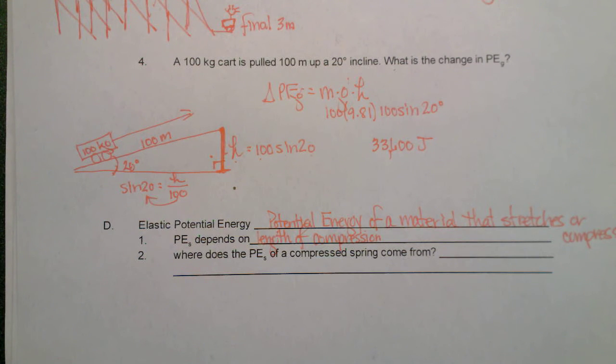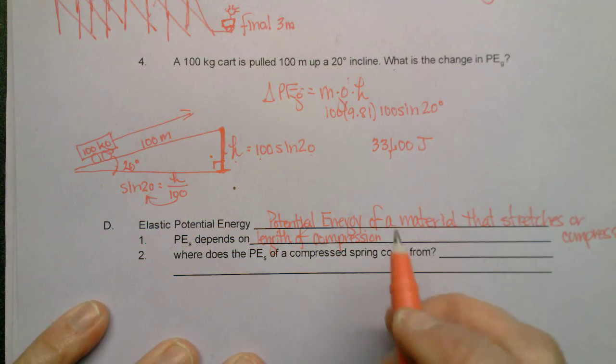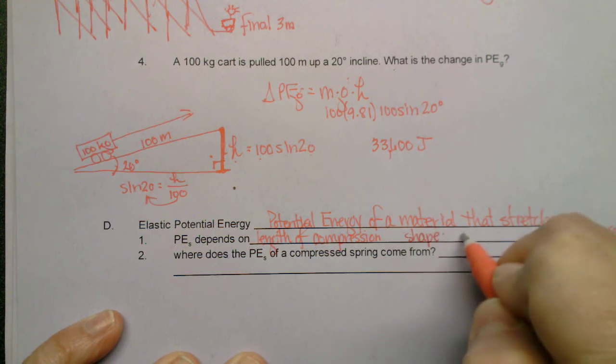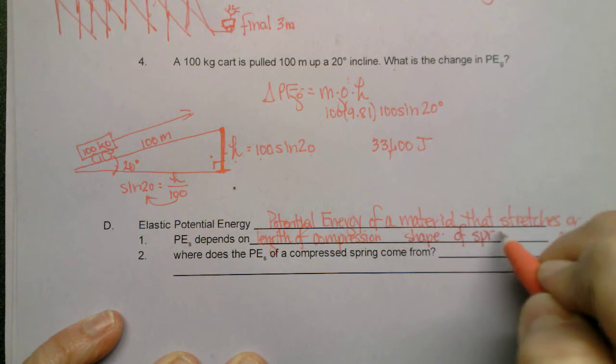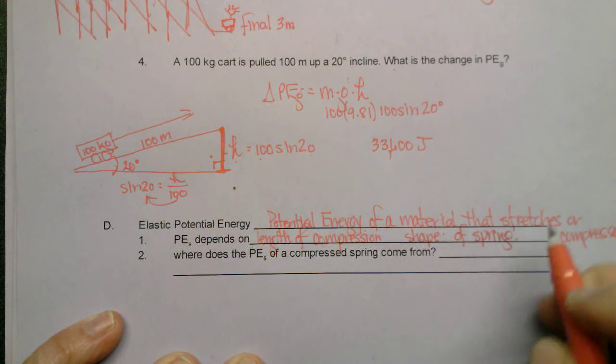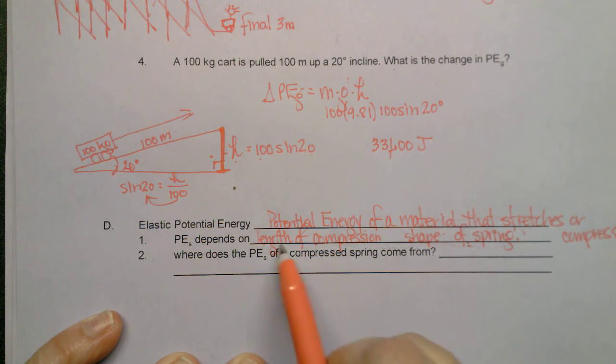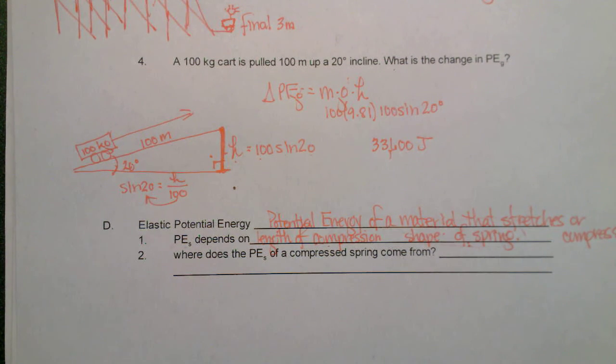Think of a slingshot. If I pull the slingshot back just a little bit, I'm not going to get my rock to throw very far. If I pull it back very far, then I'm giving it a lot of potential, and I'm going to be able to get the rock that's in the sling to move a lot farther. So the length of the compression is one, but also the shape of the spring, if I'm talking about a spring. So a quality of the spring affects my potential energy, and how much I compress it affects potential energy.